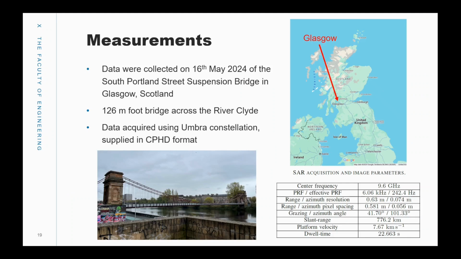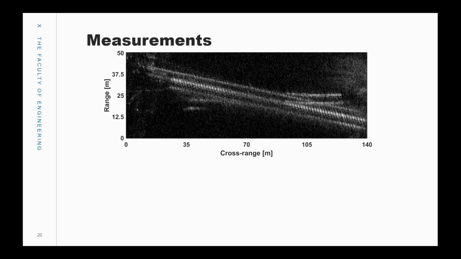So our data were collected on the 16th of May 2024 of the South Portland Street Suspension Bridge in Glasgow, Scotland, as shown on the map here. The suspension bridge is a 126-meter steel footbridge across the River Clyde, which runs through the centre of Glasgow, and the data were acquired using the Umbra constellation and supplied in the CPHD format, which is compatible with the BPA algorithm. So this is an image formed from that data using the back projection algorithm.